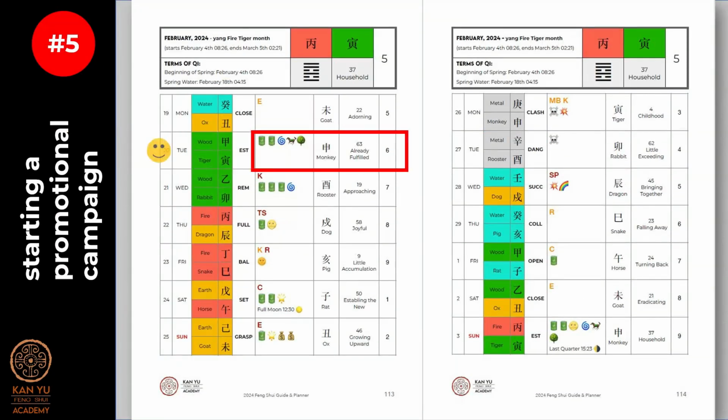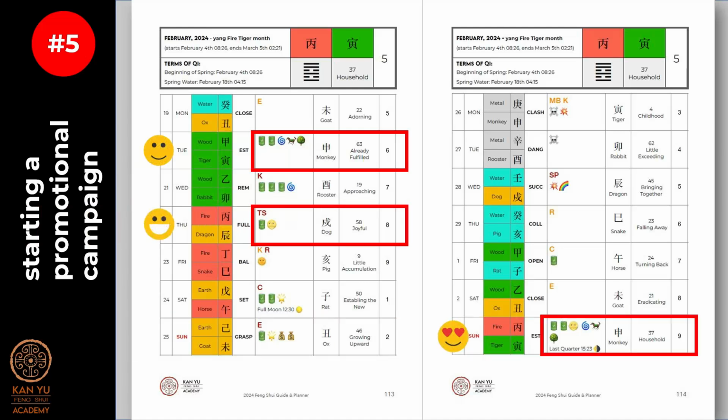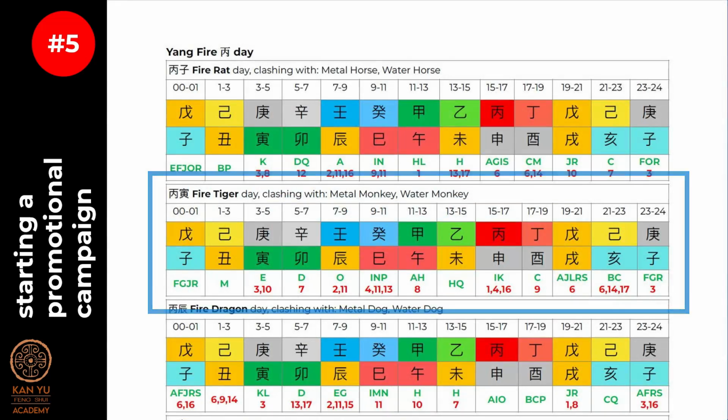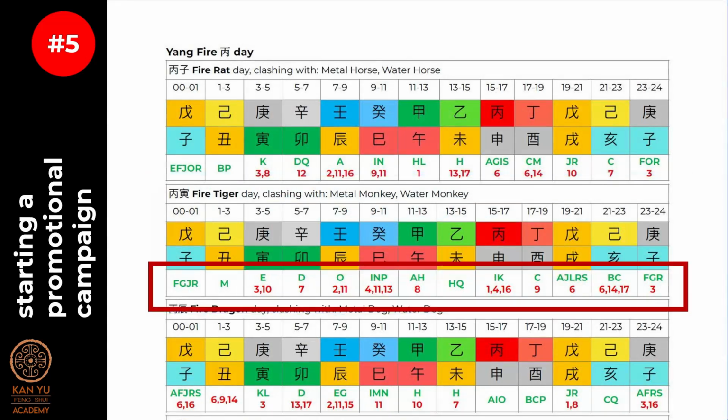Let's say we want to start an advertising or promotional campaign. This is very different from a discount campaign. We already found 3 very good options and we picked the best, which is Sunday the 3rd, Young Fire Tiger Day. Let's assume you are doing it on the internet, so we have no time restraints. We move to the Young Fire page and then look for the Young Fire Tiger Hour table. We have lots of choices.